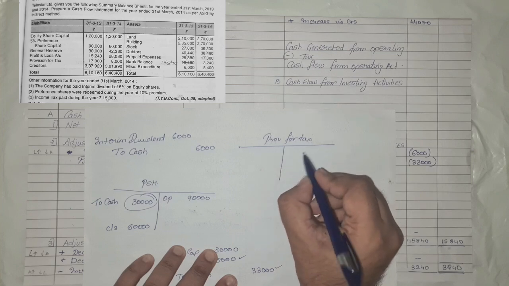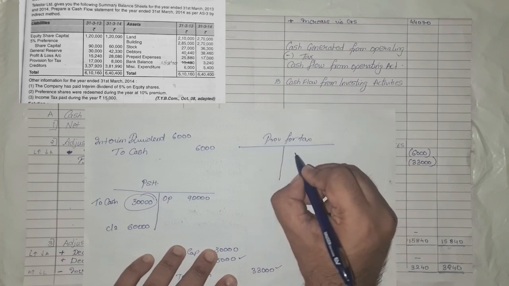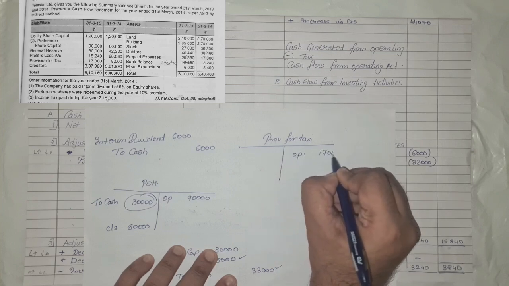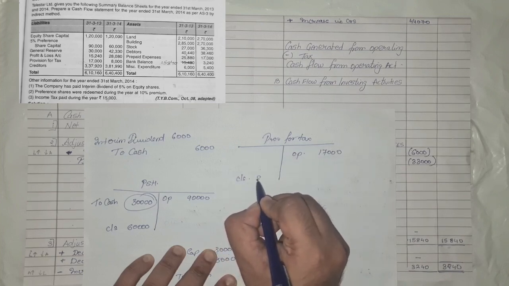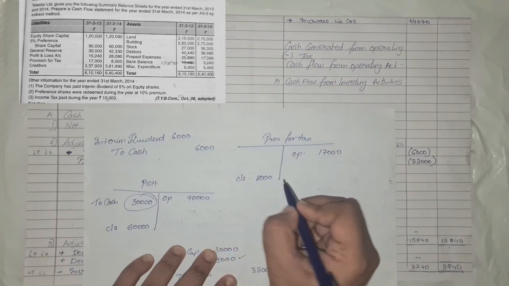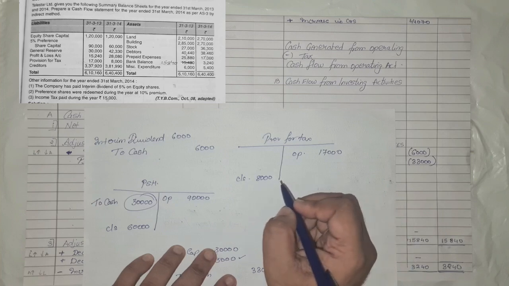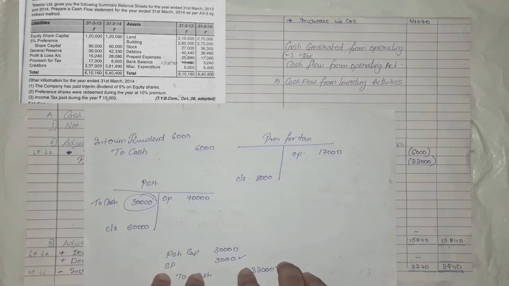Opening balance given is 17,000. Again, liabilities on this side. And closing balance given is 8,000. Okay. And now they are told that income tax is going to be paid. So income tax has been paid.